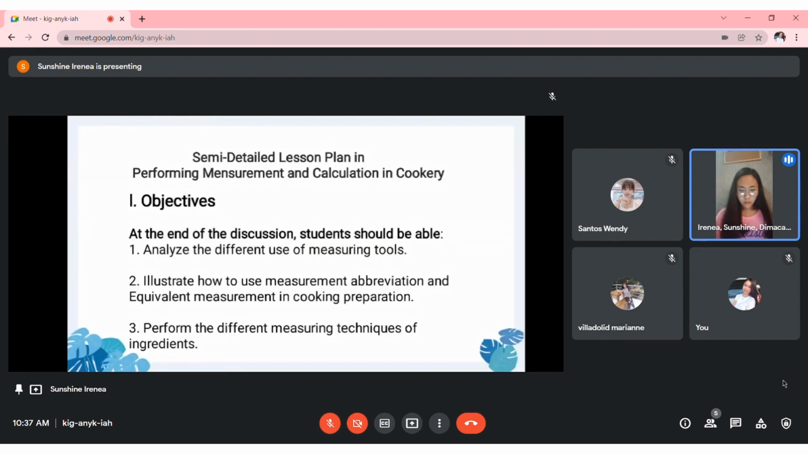So now let's move on to the semi-detailed lesson plan in performing mensuration and calculation in cookery. In the first part, we have the objectives. So at the end of the discussion, the student should be able to analyze the different use of measuring tools, illustrate how to use measurement abbreviation and equivalent measurement in cooking preparation, perform the different measuring techniques of ingredients.